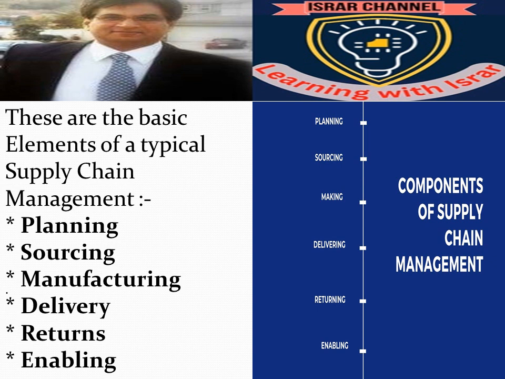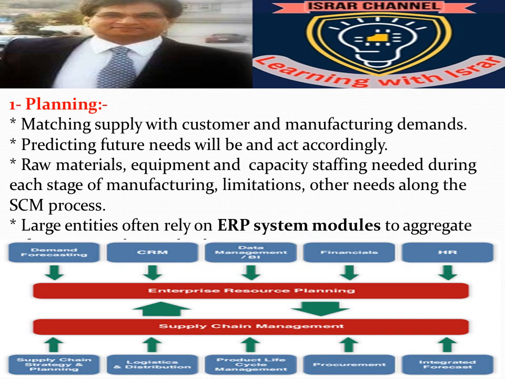The planning phase refers to developing an overall strategy for the supply chain, while the other elements are for executing that plan. So, we are going to discuss this element in detail for your understanding. The first element of supply chain management is planning, which usually begins with matching the supply with the customers' and manufacturing needs and with forecasting for the future needs.